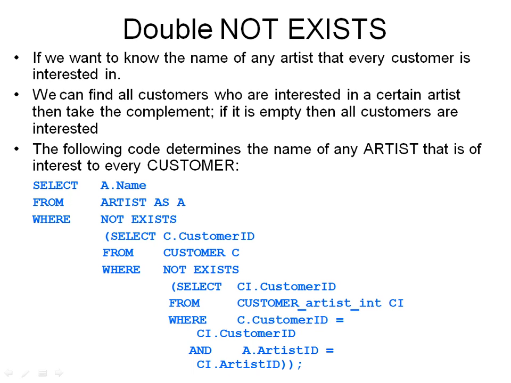As an example of double NOT EXISTS, let's assume that we want to know the name of any artist that every customer is interested in. To do that, we can find all customers who are interested in a certain artist, then take the complement. If the complement is empty, then all customers are interested. The first NOT EXISTS is to select the customer ID from the customer table, and the second NOT EXISTS is to match that with the artist using the customer artist interest table.